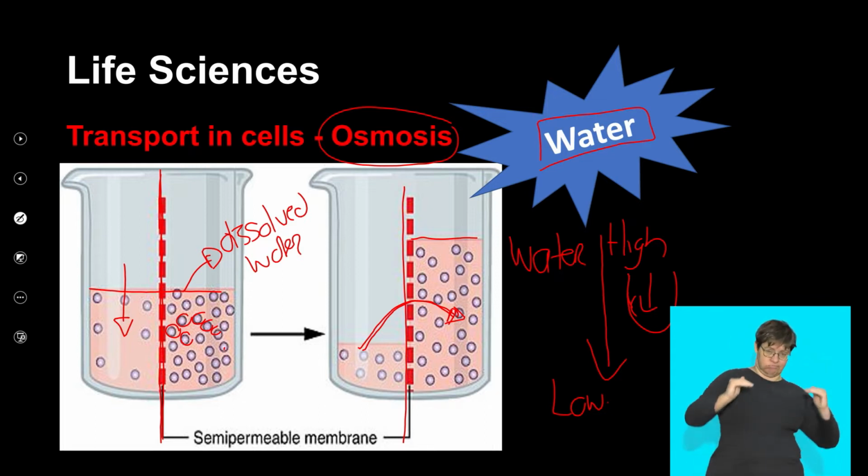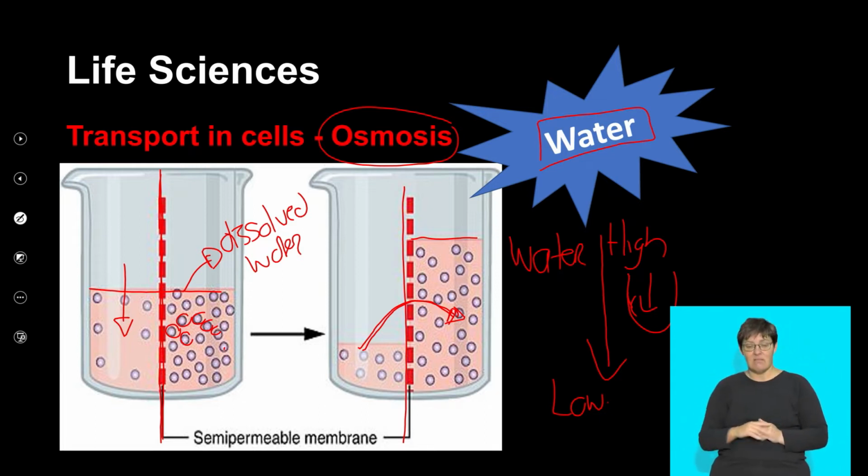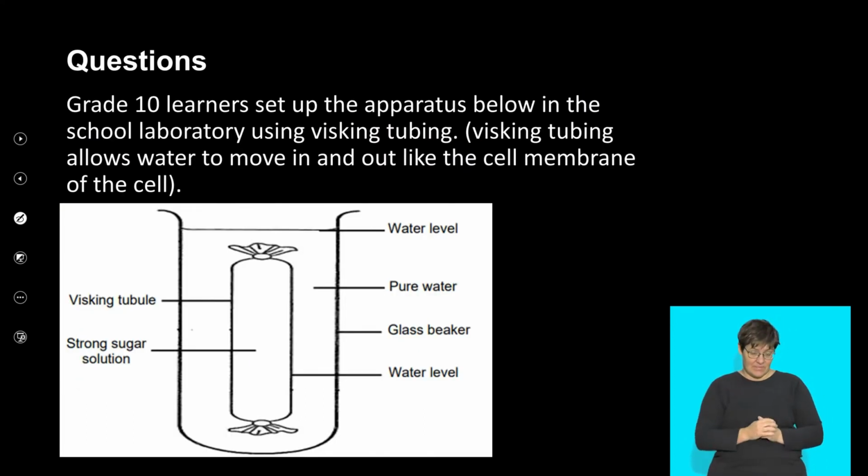Now, guys, this is really important that you understand. When you look at questions like this, and we're going to do one now, you need to look at this. Where is there the most water, and where is there the most dissolved substances? So as I said to you, transport, osmosis, high to low, but through a semi-permeable membrane. Okay, so here is a possible question that we can ask you relating to the process of osmosis.